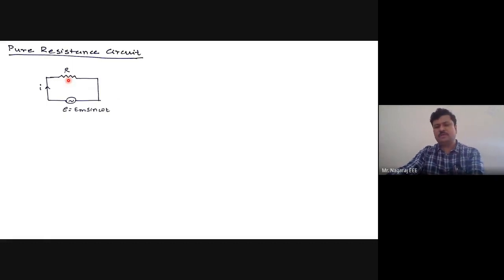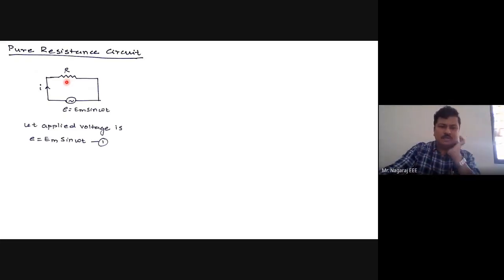In this pure resistive circuit, I will apply a sinusoidal voltage of Em sin omega t. We know that in the previous section you studied the equation of a sinusoidal voltage, E equal to Em sin omega t, where Em indicates the maximum value of the sine wave. Sin omega t indicates the nature of the voltage, which is sinusoidal. Omega t indicates the angle in radians or degrees, where omega is the angular frequency and t is the time in seconds.